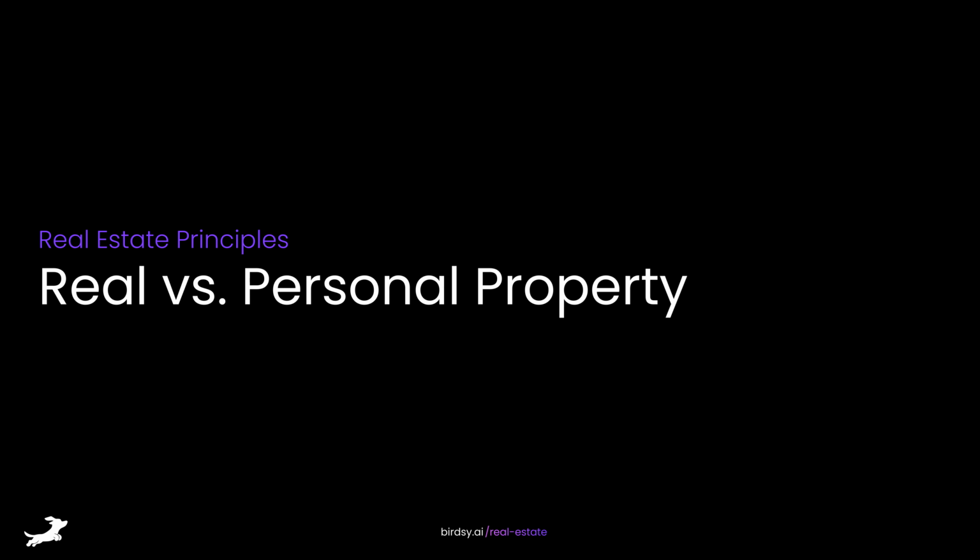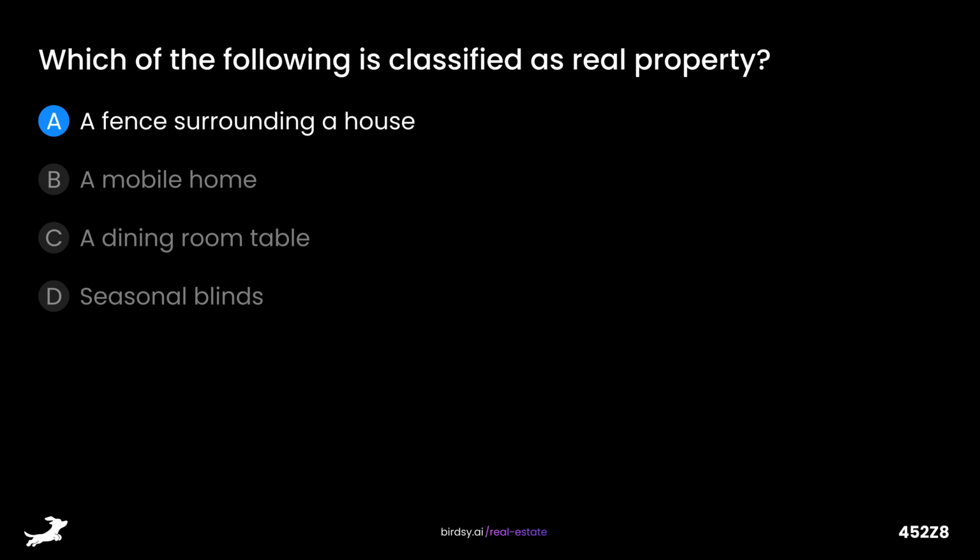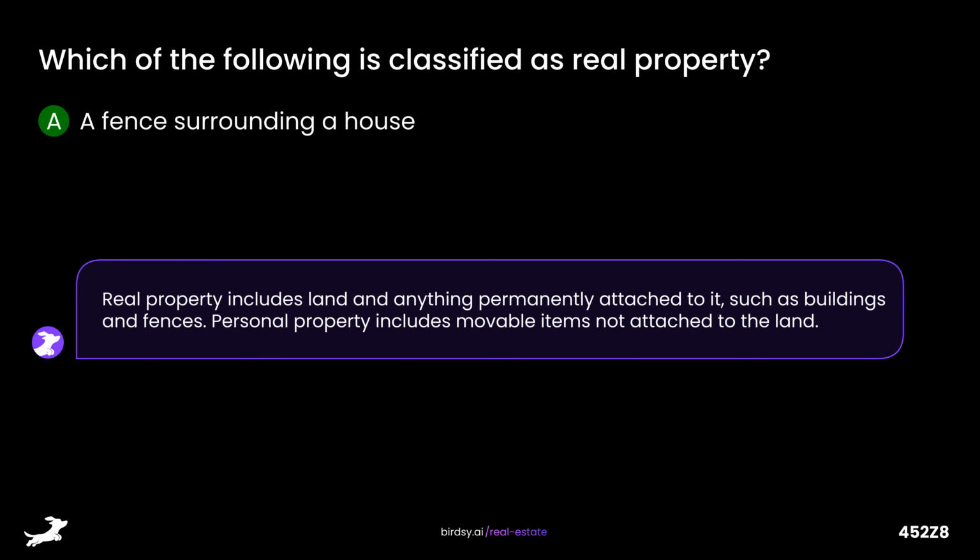Real versus personal property. Which of the following is classified as real property? Is it A, a fence surrounding a house, B, a mobile home, C, a dining room table, or D, seasonal blinds? The answer is A, a fence surrounding a house. Real property includes land and anything permanently attached to it, such as buildings and fences. Personal property includes movable items not attached to the land.